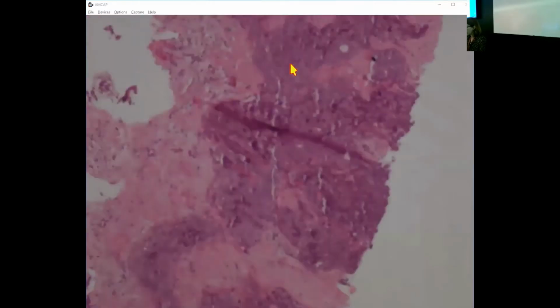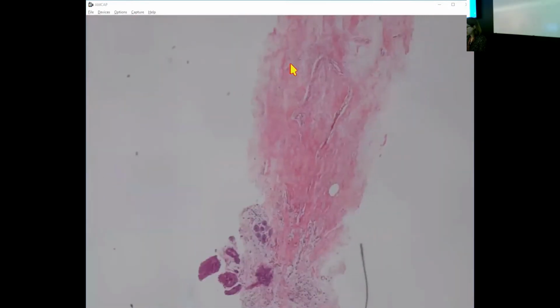All right, this case, I think this is the one that I had the picture of in the talk. So yeah, this is the case that was called invasive carcinoma.